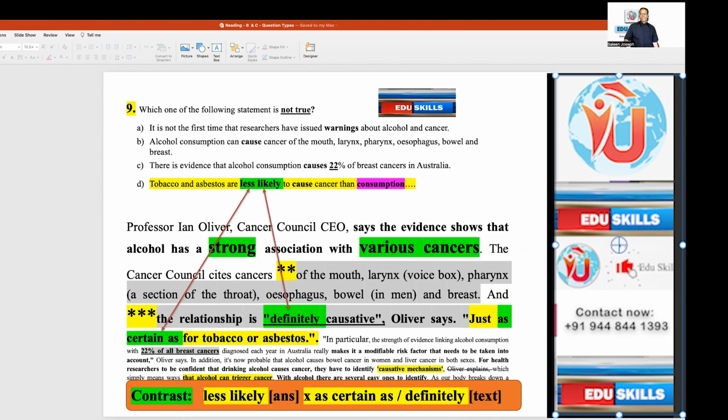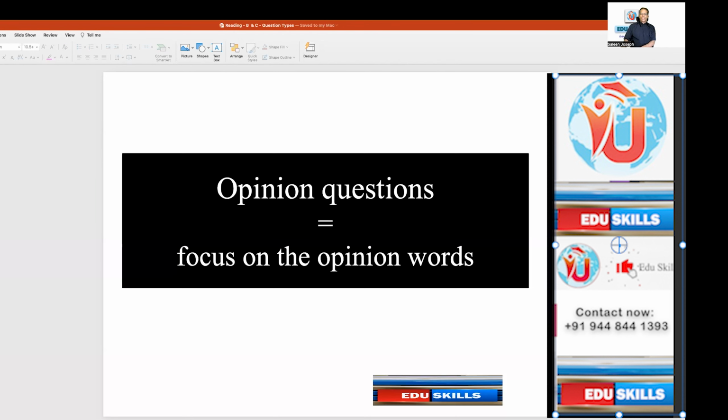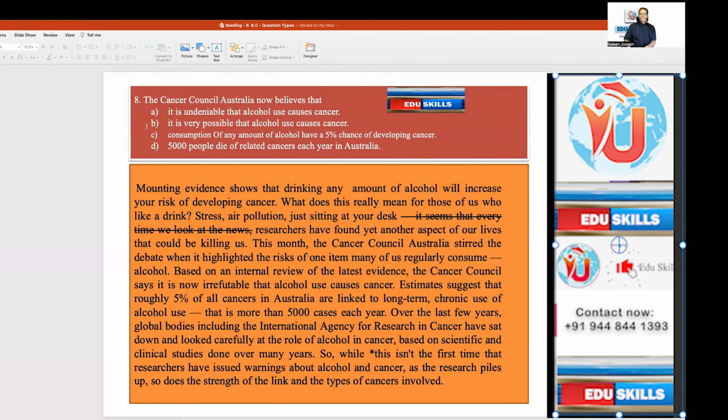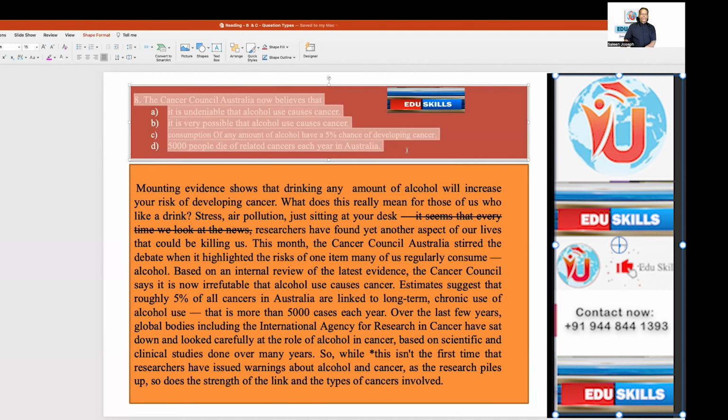So these are contrast expressions, not contrast words. After the contrast word, you have the answer. These are the contrast expressions used. They are different. Now, opinion questions. Focus on the opinion words or sometimes modal verbs. Just listen to identify how you can identify the opinion.